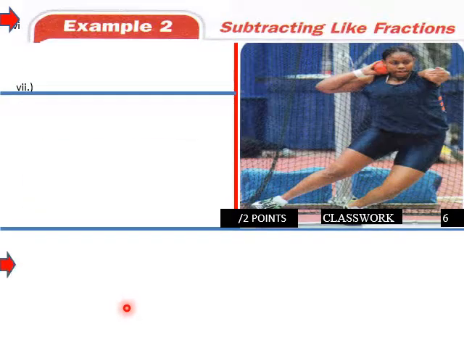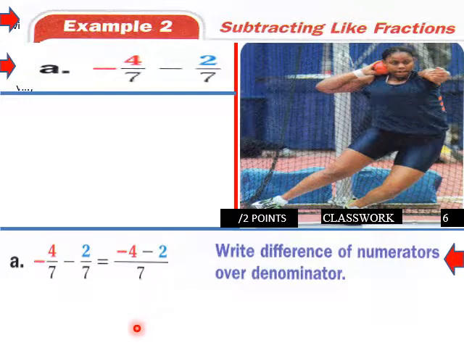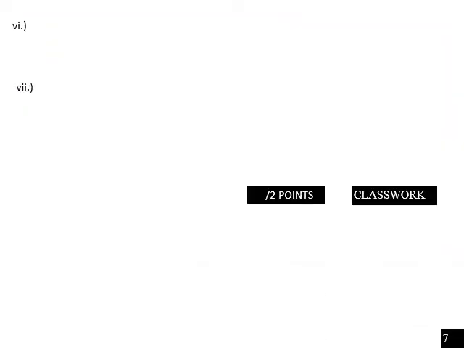Students, do. Into our second example, subtracting like fractions. So how will we subtract those? Negative 4 over 7 minus 2 over 7. Write the difference of the numerators over the denominator. This becomes negative 6 over 7, so negative 6 over 7 is what that would be.